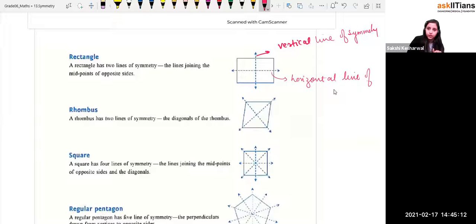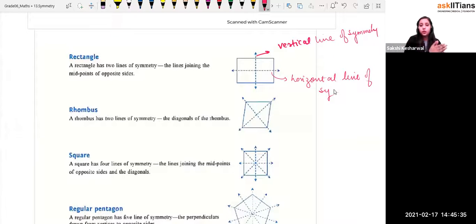So if you have a rectangle, let us suppose I have a rectangle, this is a rectangle. If I join this diagonally, it's not going to be overlapping each other, right? You can see this, right? It's not overlapping, so a rectangle has only this one and this is the other, right?